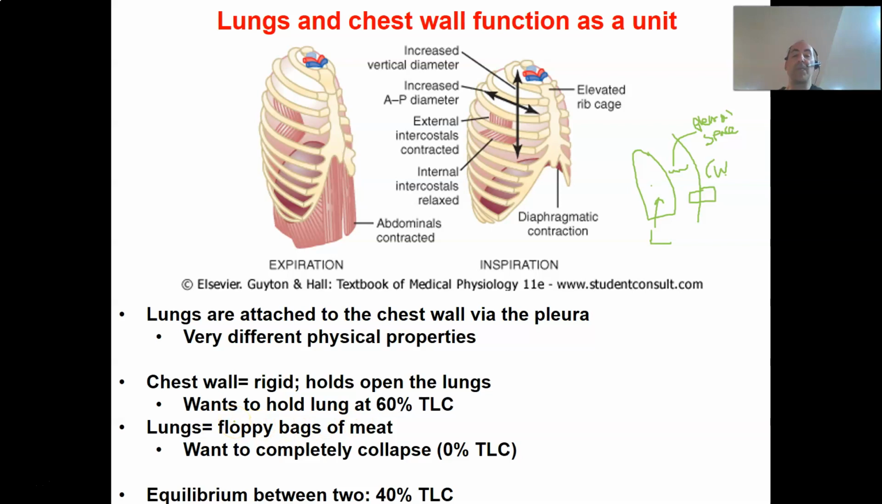The lungs are floppy bags of meat. They're essentially rubber bands, and they want to completely collapse to 0% TLC. So the equilibrium point between the two is at about 40% total lung capacity. So those are numbers you should know.